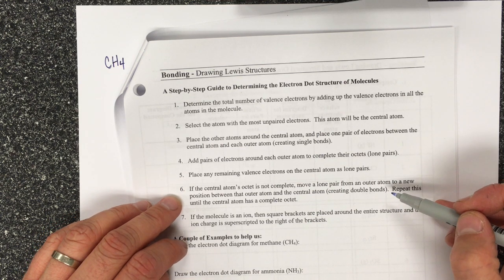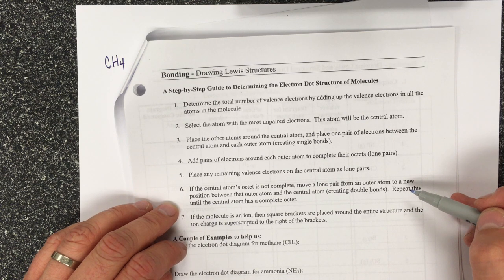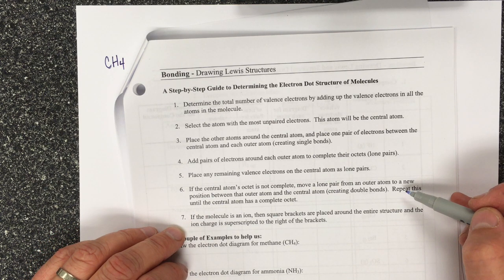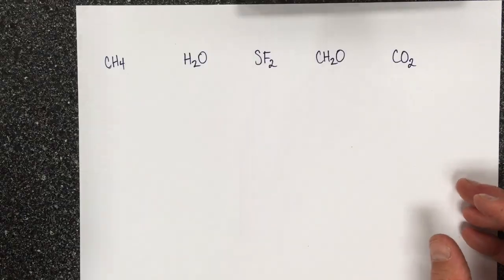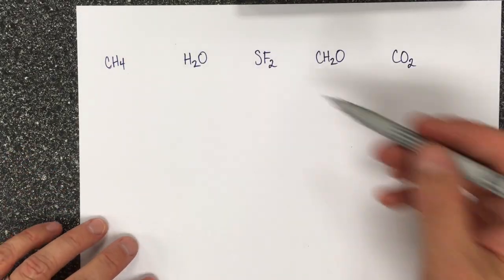If the central atom's octet is not complete, move a lone pair from an outer atom to a new position between the outer and central atom, creating double bonds. Repeat this until the central atom has a complete octet. If the molecule is an ion, then square brackets are placed around the entire structure and the ion charge is superscripted to the right of the brackets. So I'm not going to directly reference that again, but this is a progression.